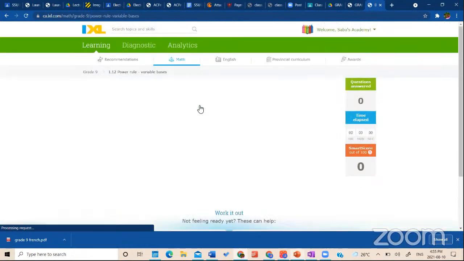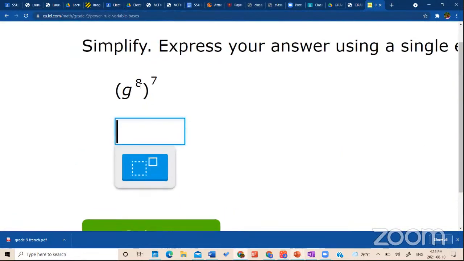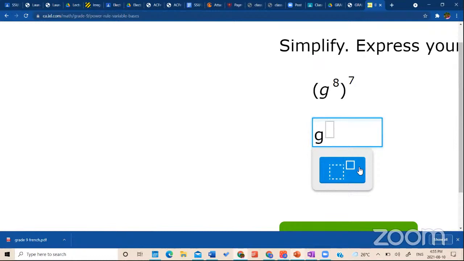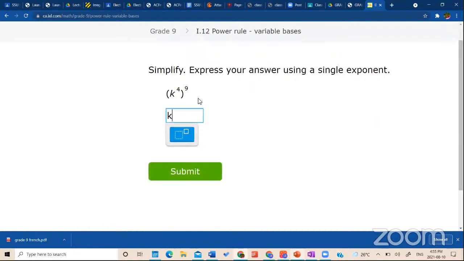So power rule, variable basis. This is the exact same. What do we learn? An exponent raised to another exponent. What do you do? Multiply. Very good. So what's 8 times 7? 56. Mashallah. Do a few of these. To the exponent. And then 9 times 4? 36. Mashallah.